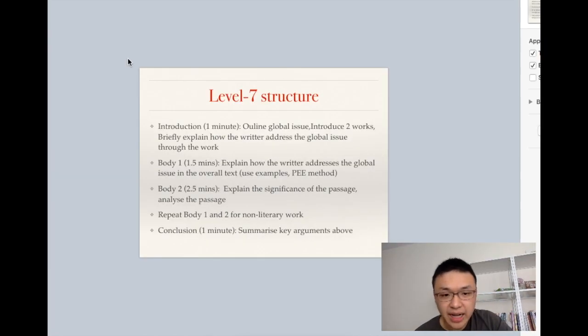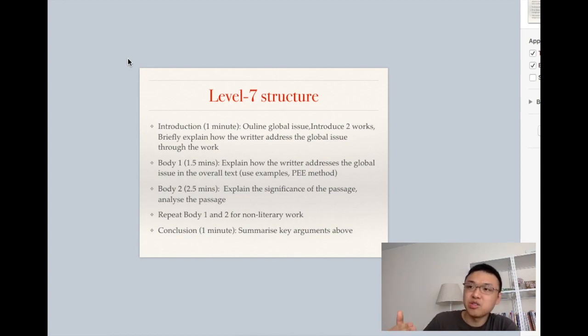Next, I want to show you the ideal structure for the IO. I would recommend that you follow this structure. It's very easy. In your introduction, you use about 1 minute. You talk about the global issue. You say, the global issue I'll be focusing on today is blah, blah, blah. And you can briefly talk about why it is important.